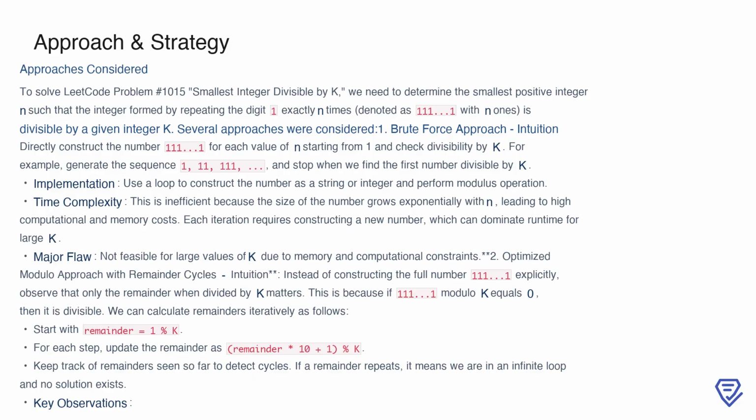To overcome this, we considered an optimized modulo approach. The key insight here is that instead of constructing the full number, we track only the remainder when dividing by k. This allows us to iteratively calculate the remainders using modular arithmetic, avoiding the need for large number construction. Additionally, by monitoring remainders we've seen before, we can detect cycles, which tell us if no valid n exists. This approach is a significant improvement over brute force in both efficiency and scalability.